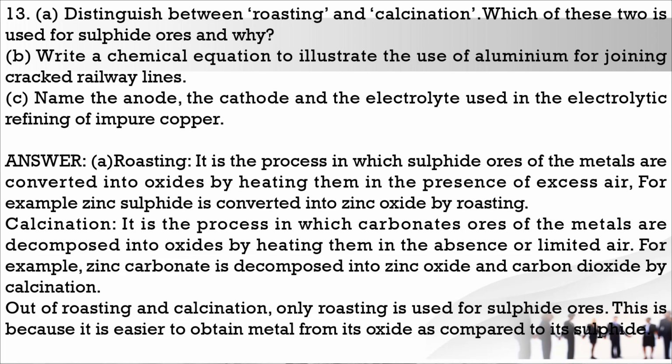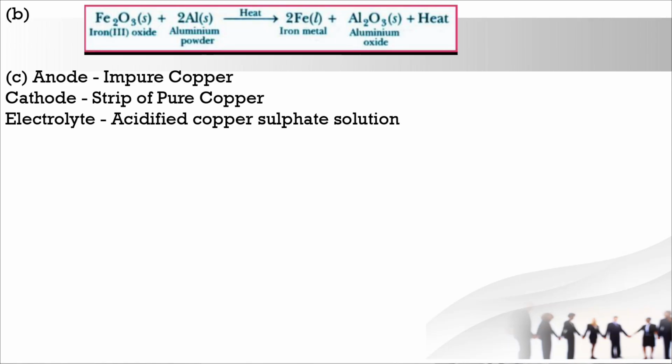For example, zinc carbonate is decomposed into zinc oxide and carbon dioxide by calcination. Out of roasting and calcination, only roasting is used for sulfide ore. This is because it is easier to obtain metal from its oxide as compared to its sulfide. Reaction is given here. Anode will be your impure copper, cathode will be your strip of pure copper, and electrolyte will be acidified copper sulfate solution.